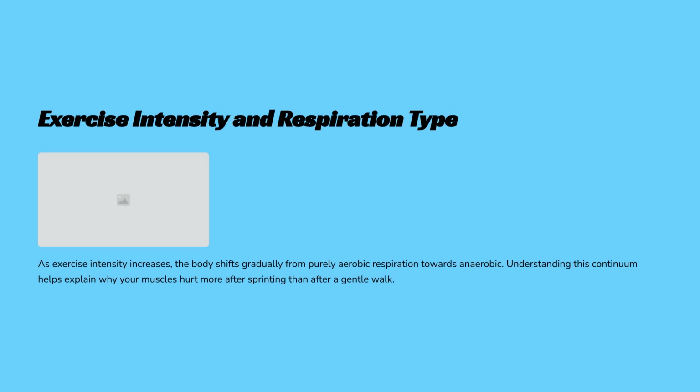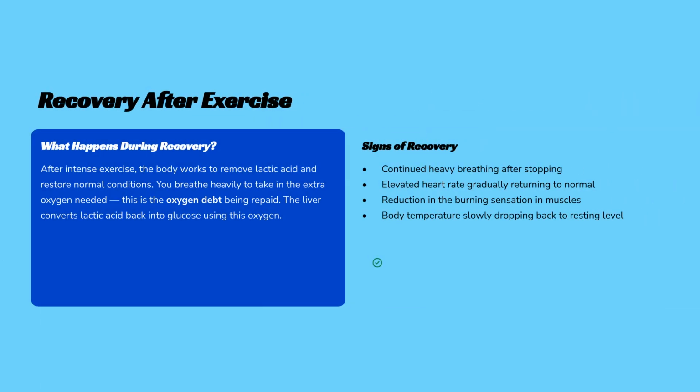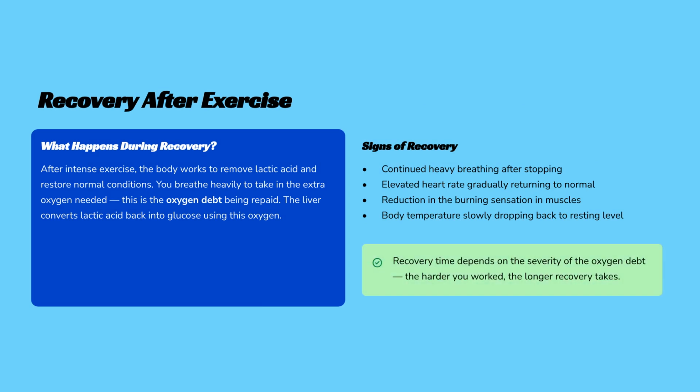As exercise intensity rises, the body shifts along a continuum from purely aerobic respiration to including anaerobic processes. The shift to anaerobic respiration explains why high-intensity exercise, like sprinting, leads to greater muscle fatigue. Recovery involves repaying the oxygen debt to remove lactic acid, converting it back into glucose in the liver. Signs of recovery include continued heavy breathing and an elevated heart rate slowly returning to normal.